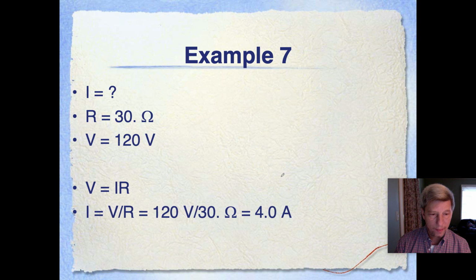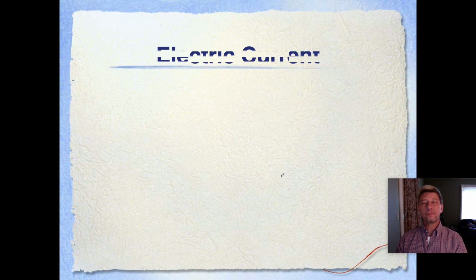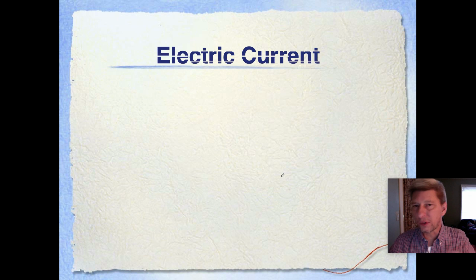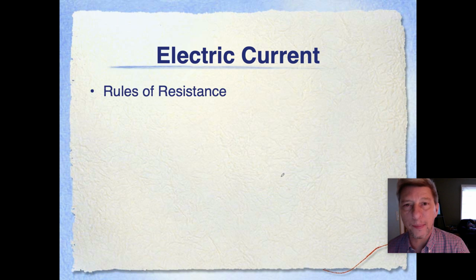Now, that leads me to an algebraic rearrangement of I equals V over R, which is 120 volts divided by 30 ohms, which gives me 4.0 amps. Two significant figures. Okay. Now, what are the rules that govern the resistance in a conductor? Okay, and there are certain very important rules that we need to keep in mind here.